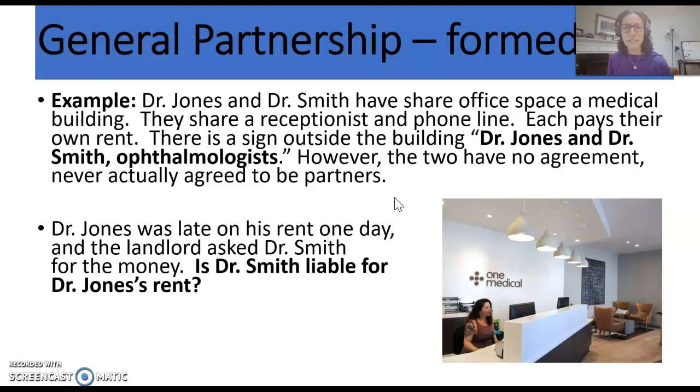Estoppel is also one of those really cool legal words that you can use to impress your friends and family. It means you're stopped from acting a certain way. It's a fancy way of saying stopped.